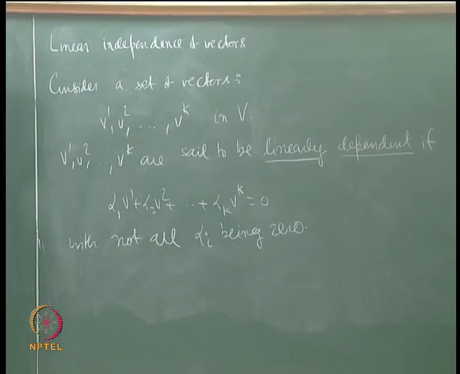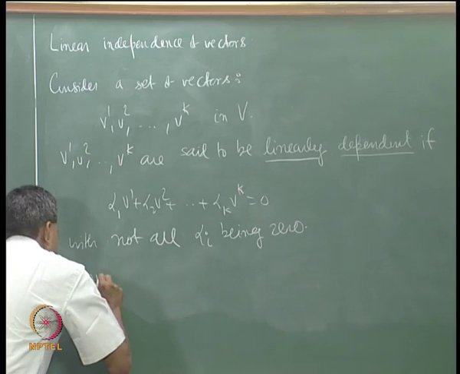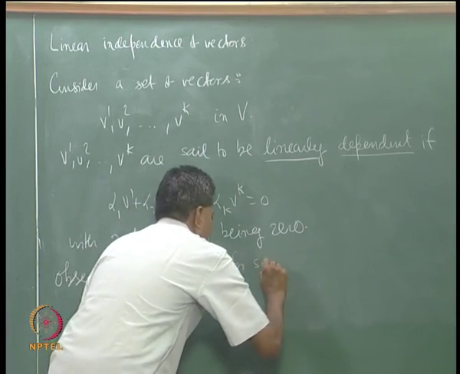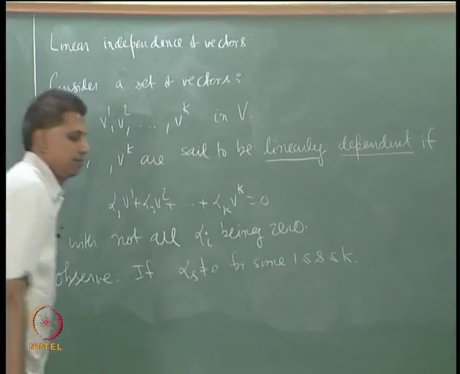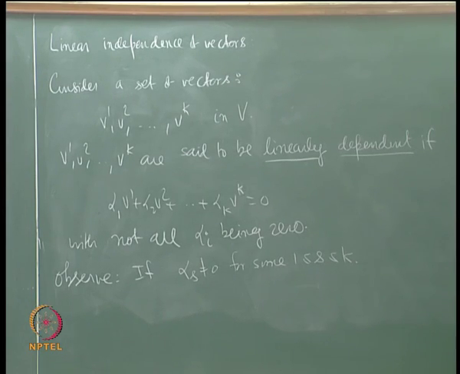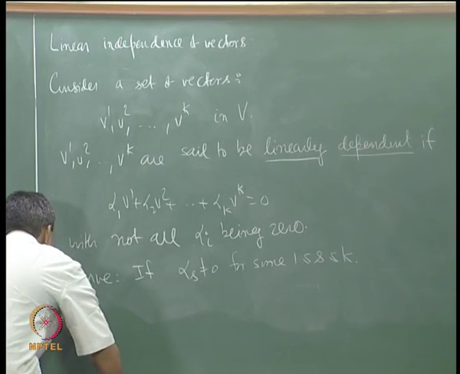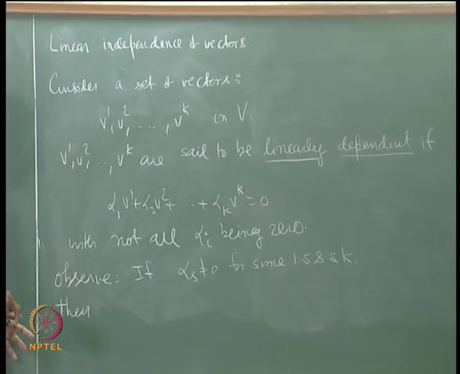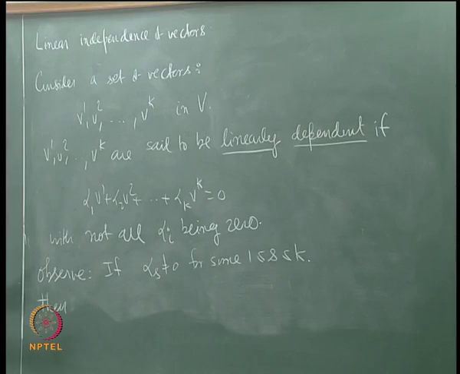I will write it like this. This holds with not all alpha i's being 0. That is, there is at least one alpha i, not zero, such that this equation holds. Now you will see that if there is at least one alpha i which is not 0, let us say alpha s is not equal to 0 for some s, at least one scalar is non-zero, then one could write down... All that I want to demonstrate next quickly is that at least one of the vectors here can be written as a linear combination of others, that is why it is called linear dependence.